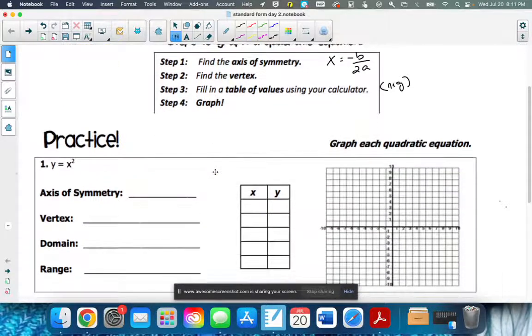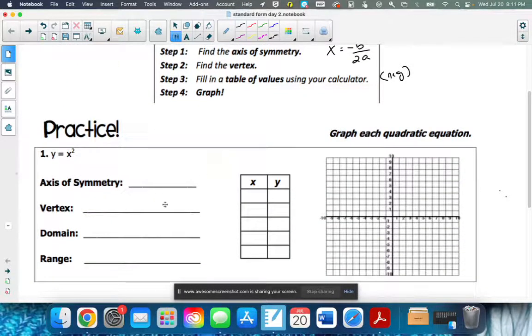All right, so we'll start with the basic y equals x squared. Very, very easy graph to do. A is 1, B is 0 because it's not there, C is also 0 because it's not there. It is possible to have these things missing as long as you have an A value. So we're going to do x is equal to negative b divided by 2a. B is 0, so 0 divided by 2 times 1 is still 0. So that is going to be the middle of my function. All right, and then 2 numbers less and 2 numbers more.